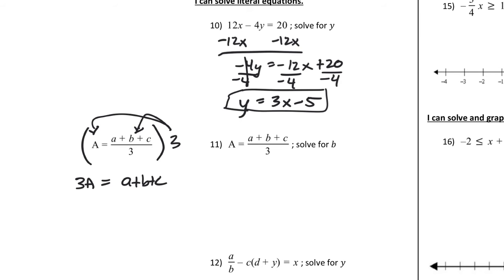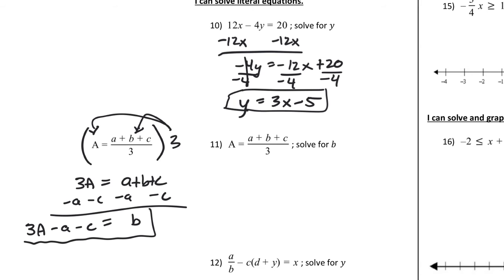It's trying to solve for b, so let's subtract a and c, minus a and minus c. And what I have on the right hand side is b, exactly what I wanted. And then I have 3 capital A minus little c. And that would be it. That is solving for b.